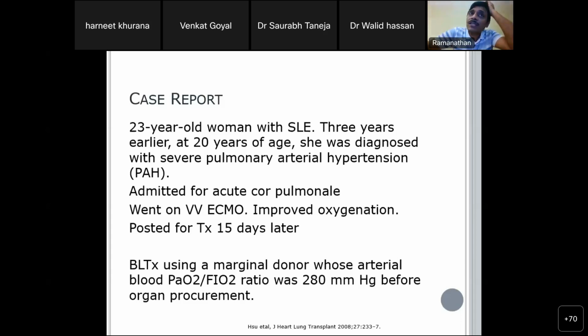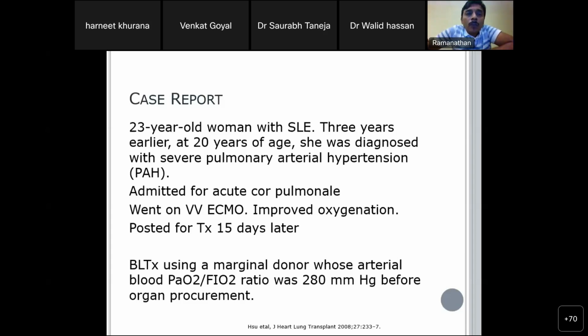The subsequent slides are about a 23-year-old woman who had SLE. At 20 years of age, she was diagnosed to have severe pulmonary artery hypertension. Essentially, she had several admissions for acute cor pulmonale, and on this admission, she went on VV ECMO. After she went on VV ECMO, the initial inciting event was sorted and her oxygenation improved. So she was posted for transplantation 15 days later.